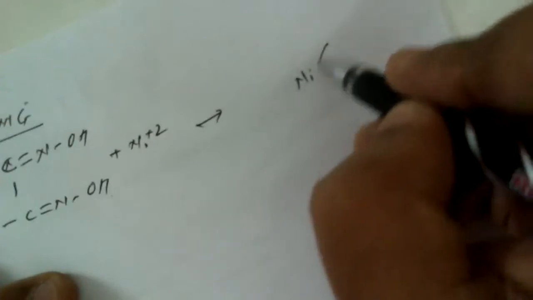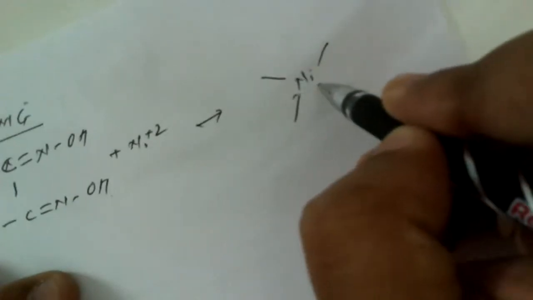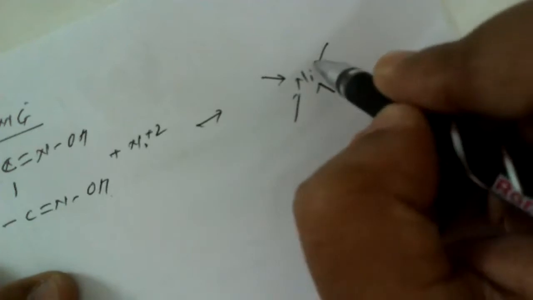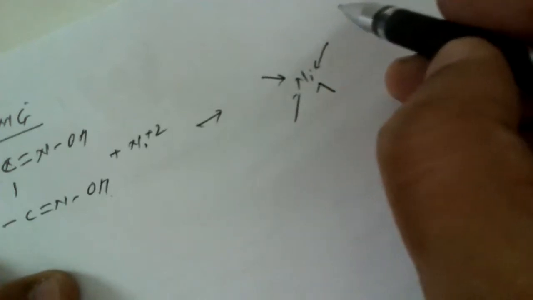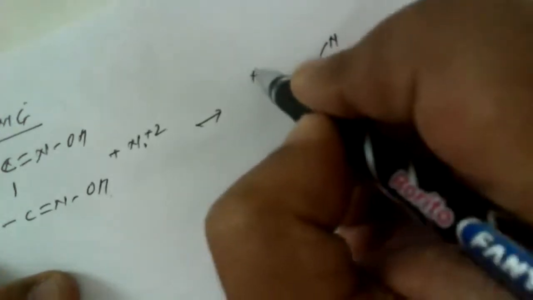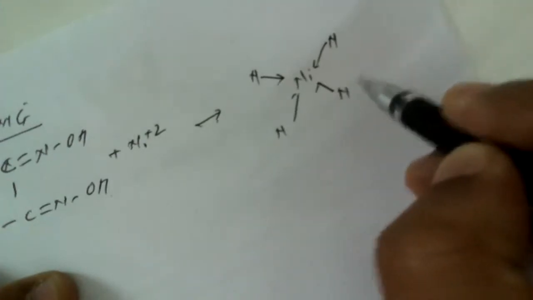Nickel is chelated at the center, that means it is coordinated or trapped, and these are the nitrogen atoms from dimethylglycine.